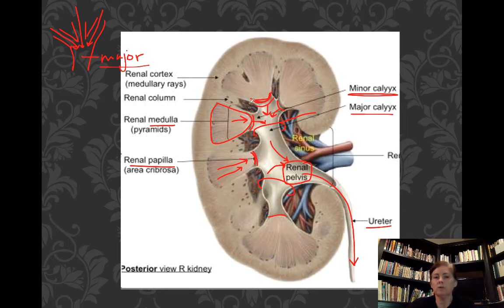And so urine is basically traveling down each of these pyramids. It is flowing out of the pyramid through the renal papilla. It's going to then flow into a minor calyx. Several minor calyces are going to drain into a major calyx. And then several major calyces join together to create the renal pelvis, which is then going to convey the urine into the ureter, and it's going to travel down to the urinary bladder. So that's kind of the sequence of events and the structures that it travels through.